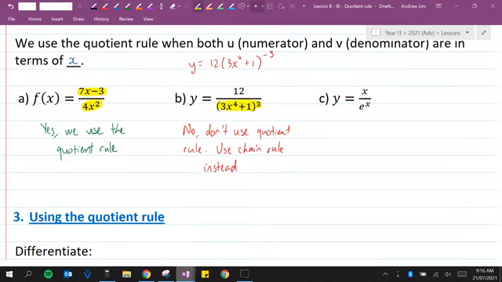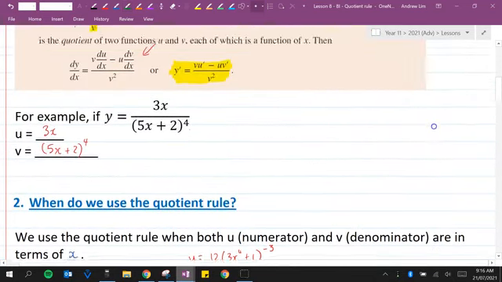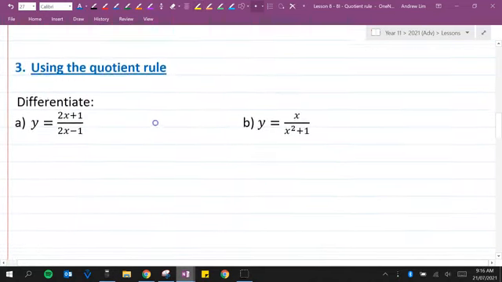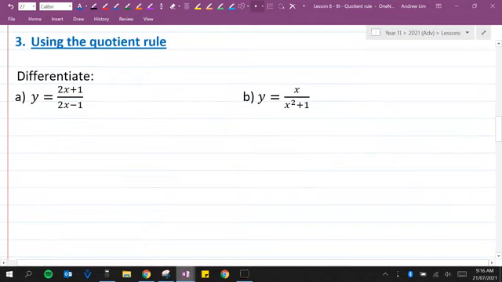Question C. Numerator has an x, denominator has an x. Yes, we use the quotient rule. Okay, so if we scroll back up to the top, we can see here the numerator has an x, denominator has an x. So yes, we use the quotient rule. Okay, so let's actually use it.